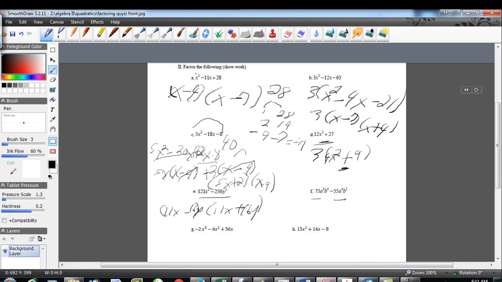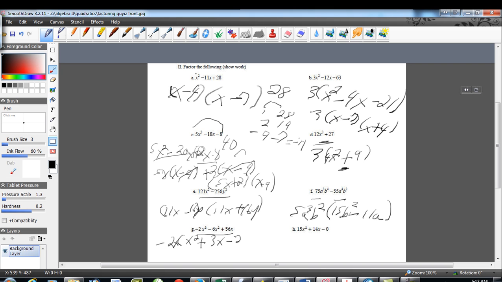What can you pull out of here first? You pull out a 5, 3 A's, and 2 B's. I'm left with 15b squared minus 11a. Done. Multiply, check your work. Pull out a negative sign here. Negative 2x, pull out a negative 2x. You're left with an x squared minus 3x. Becomes a plus because we took out a negative sign.